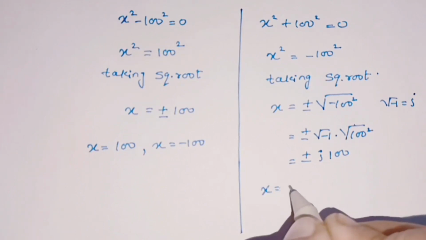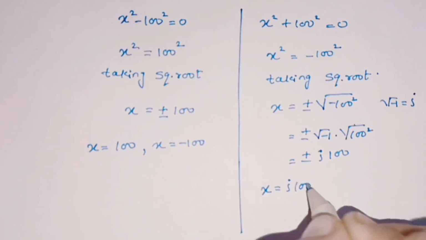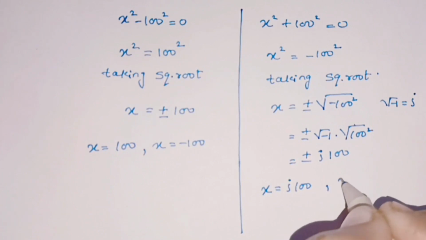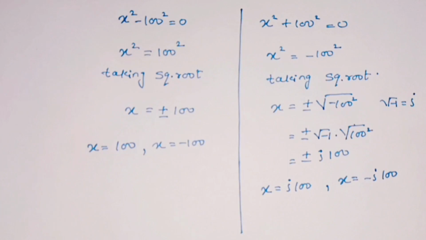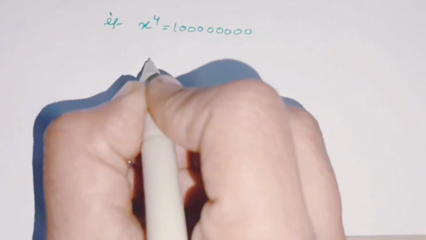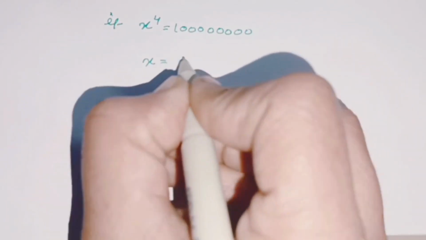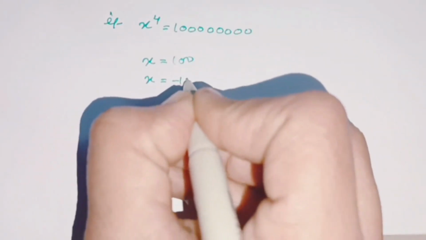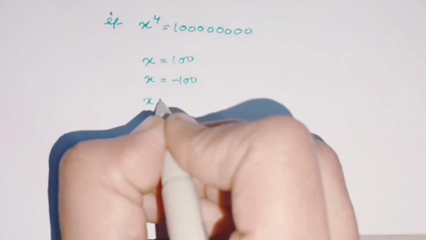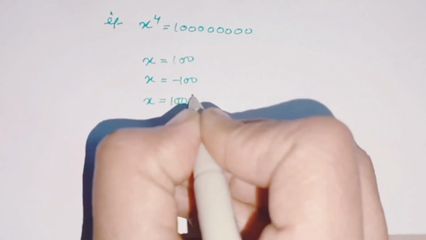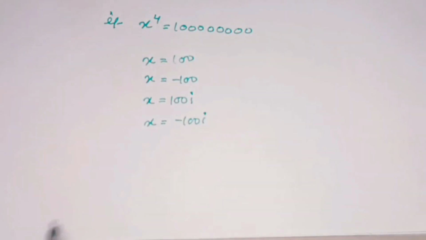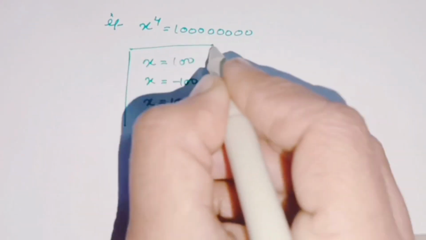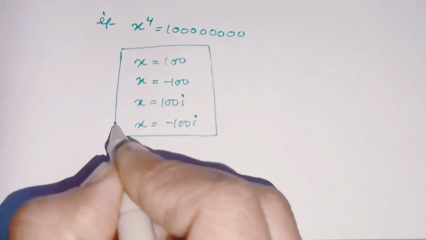Again, we got two values of x, that are i into 100, and the second one is x is equal to minus i into 100. Hope you liked my explanation. Let's write all the four values of x, that are x is equal to 100, x is equal to minus 100, x is equal to 100i, and x is equal to minus 100i. There are two real solutions and two imaginary solutions of the given problem.